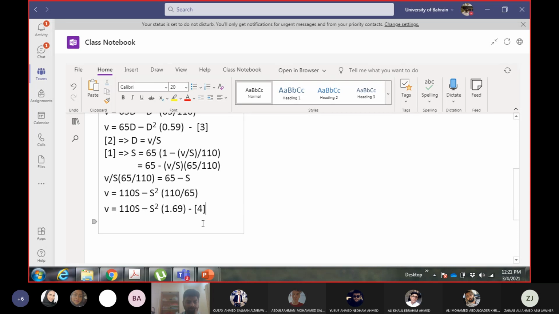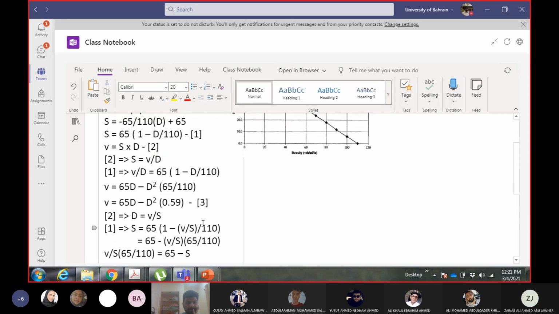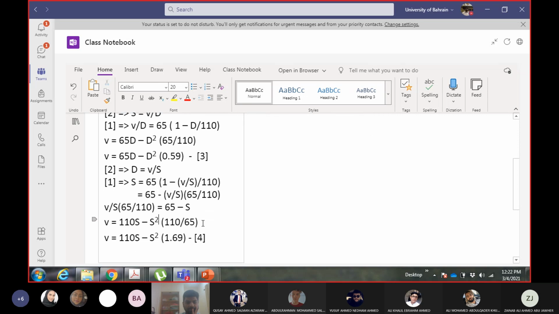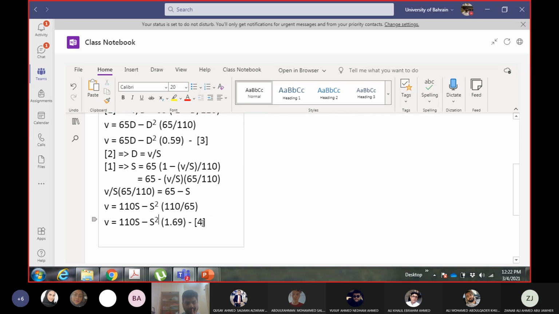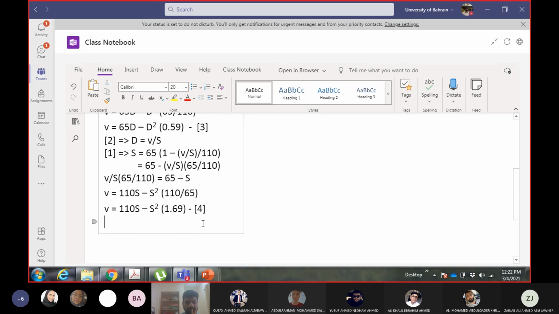So I have 4 equations now. One is between speed and density, the straight line equation. The other one is the basic traffic flow equation, equation 2. Equation 3 is between flow and density, and equation 4 is between flow and speed. Any questions up till now? Is it clear? Okay, I'll move on. Now I can use these equations to find out the most important parameter, which is the capacity of the road.